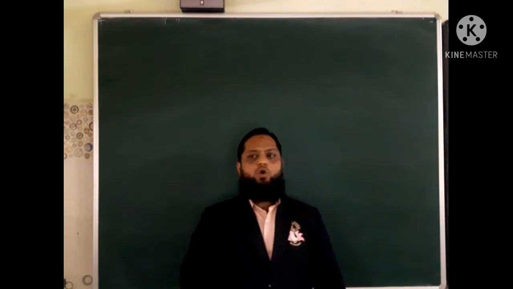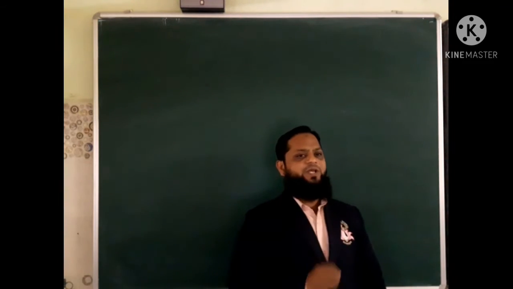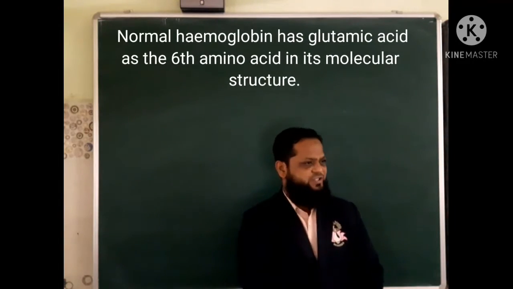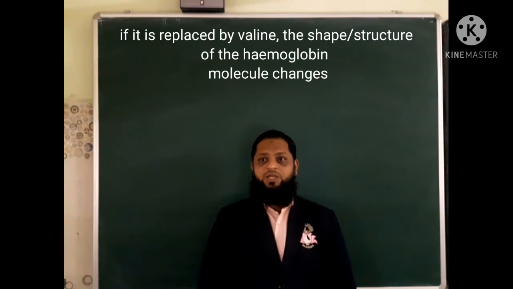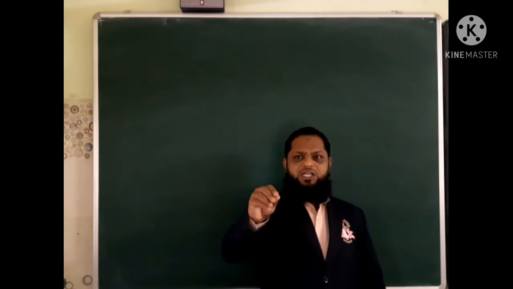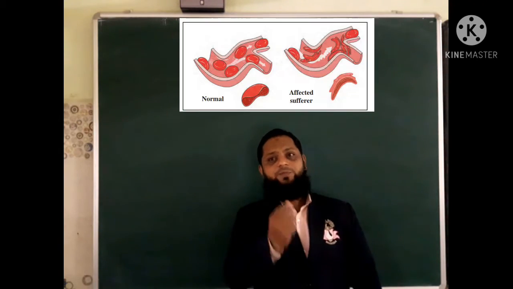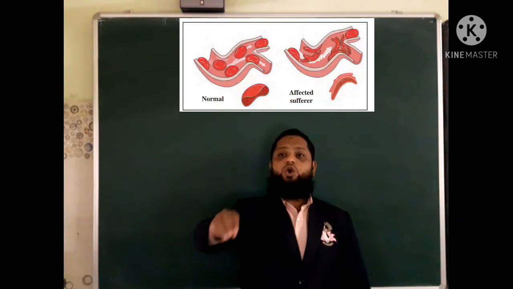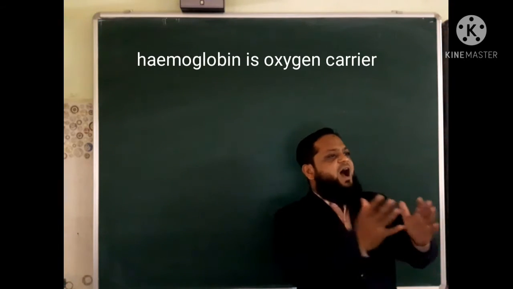Now let's begin the second monogenic disorder, that is sickle cell anemia. My dear children, normal hemoglobin has glutamic acid as the sixth amino acid in its molecular structure. But this glutamic acid, present at the sixth position, is replaced by another amino acid, that is valine. Due to this small change in the amino acid in the hemoglobin molecule, it leads to sickle cell anemia, a monogenic disorder. We know that hemoglobin is the oxygen carrier, which is responsible for carrying oxygen molecules from one part of the body to another part of the body.